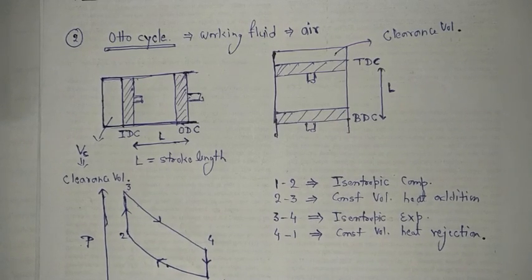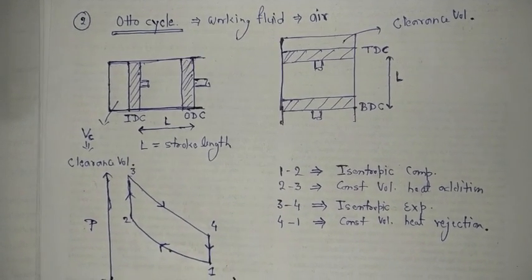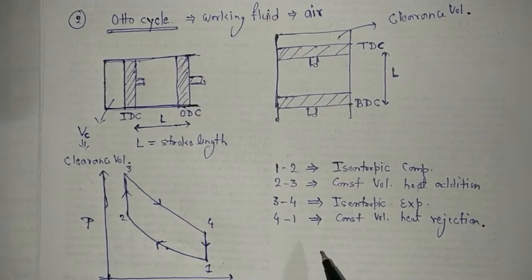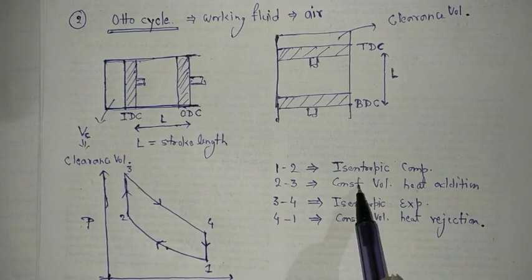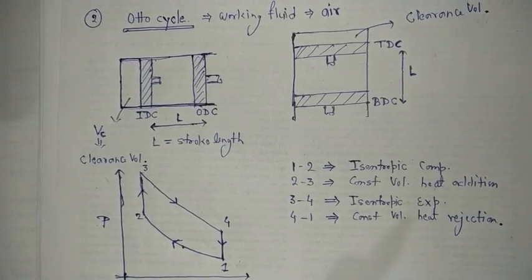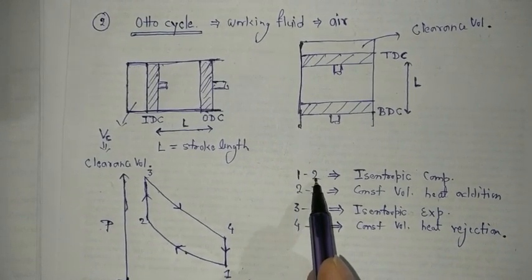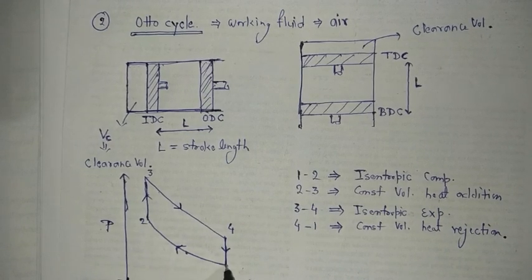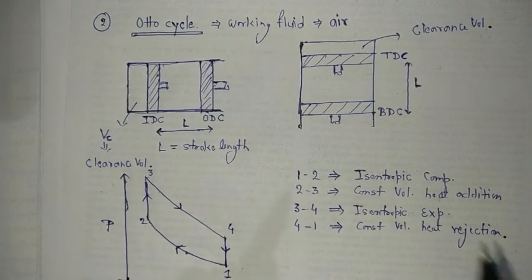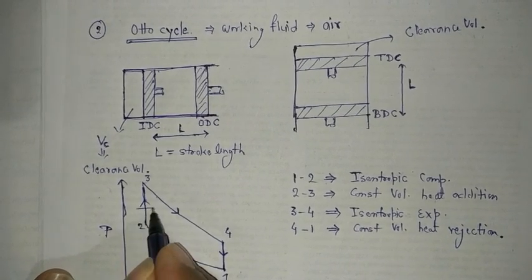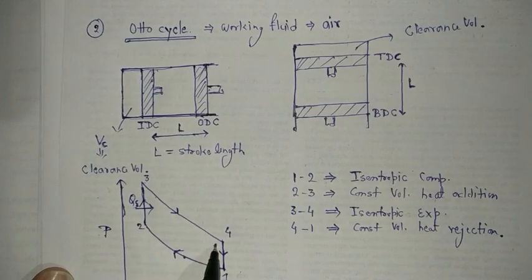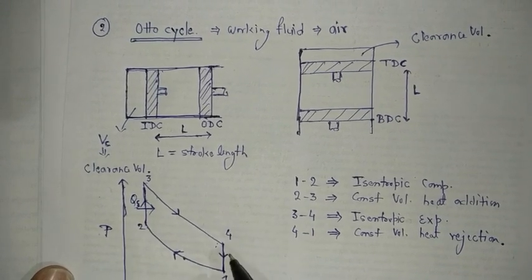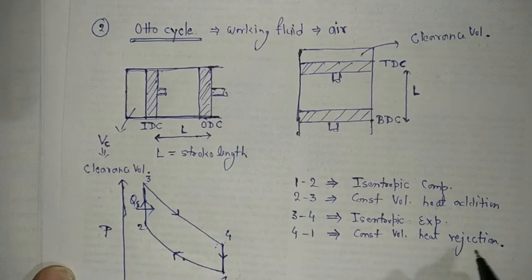Hello everyone. In the previous lecture we started the discussion on the Otto cycle. We saw that the Otto cycle consists of four processes. Two of them are reversible isentropic processes and two of them are constant volume processes. Process 1 to 2 is the reversible isentropic compression. Process 2 to 3 is constant volume heat addition, so we can put QS. Then process 3 to 4 is isentropic expansion and process 4 to 1 is constant volume heat rejection.